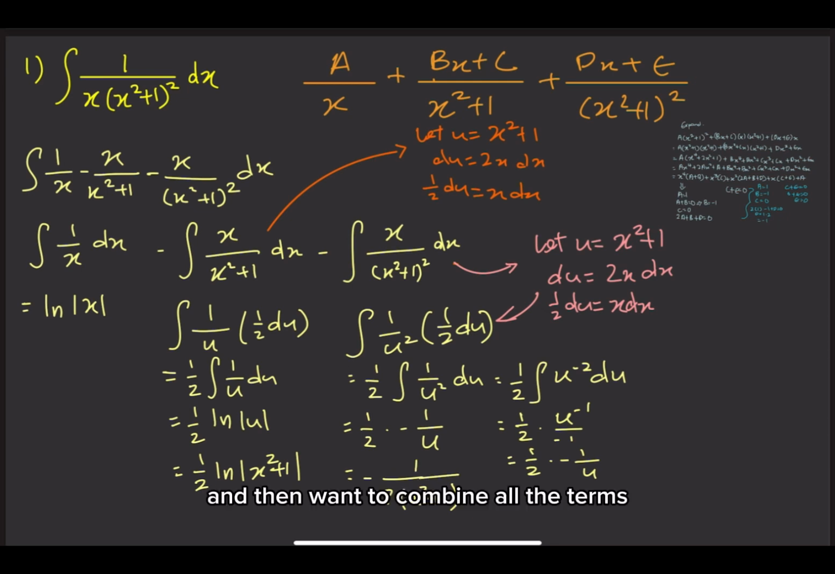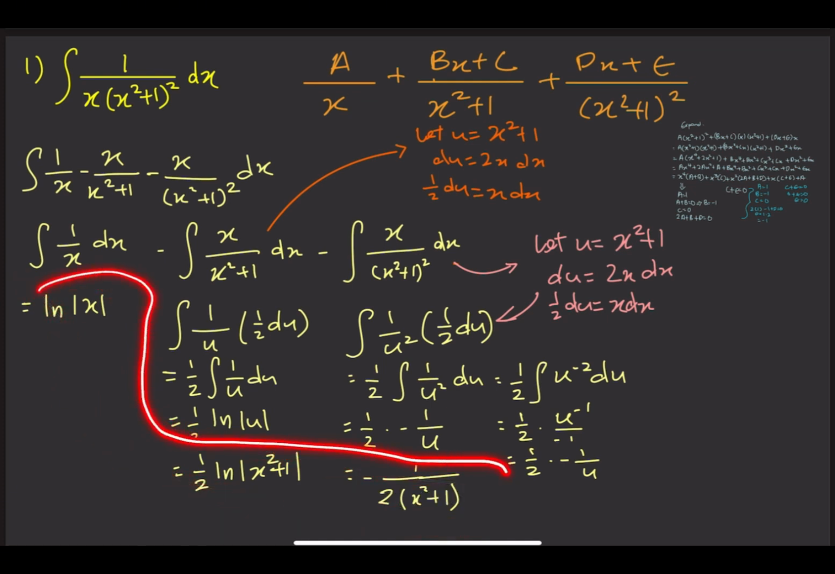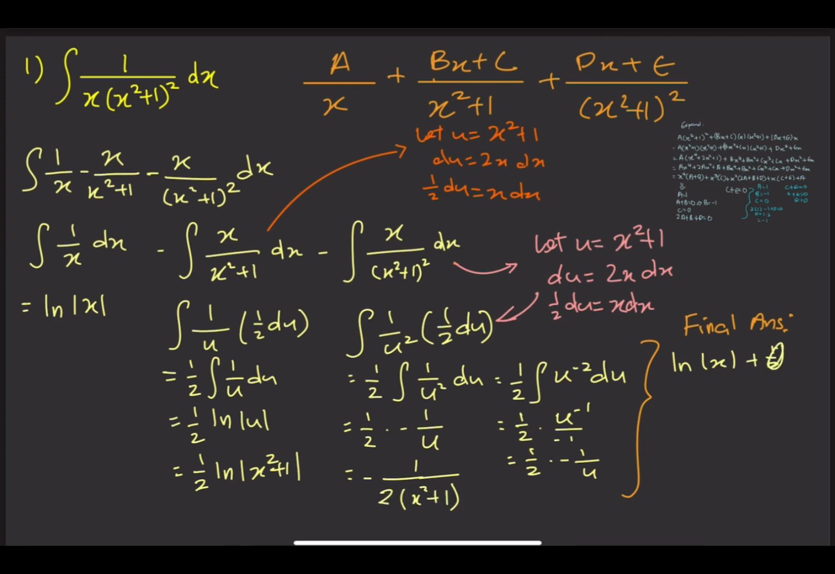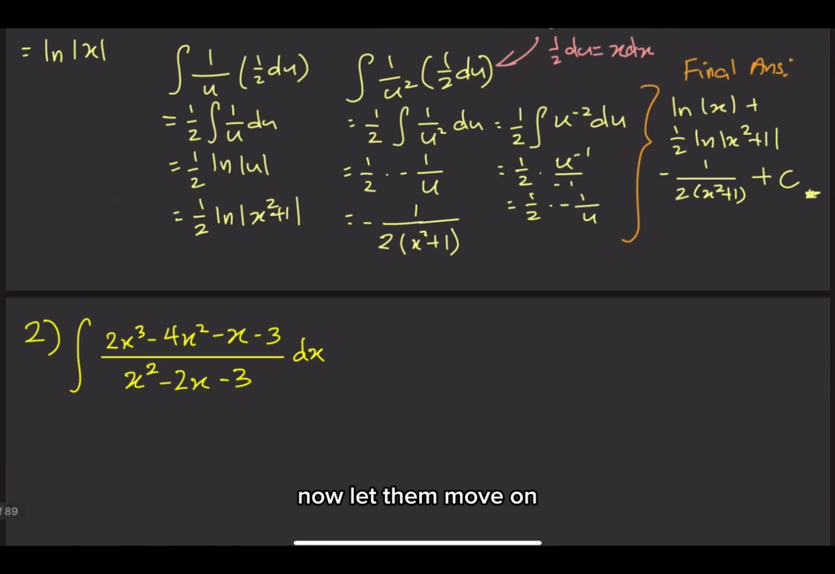And then once you combine all these terms, pardon my bad drawing, you will get the final answer: ln x plus half ln of x squared plus 1, minus 1 over 2 times x squared plus 1, and always remember the plus c at the back. This is the indefinite integral. Now let us move on.